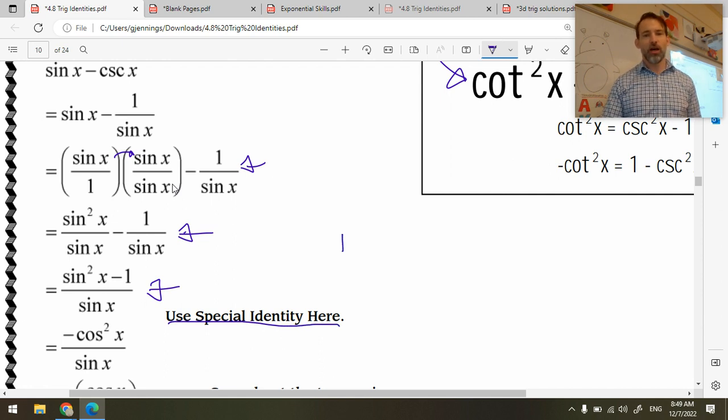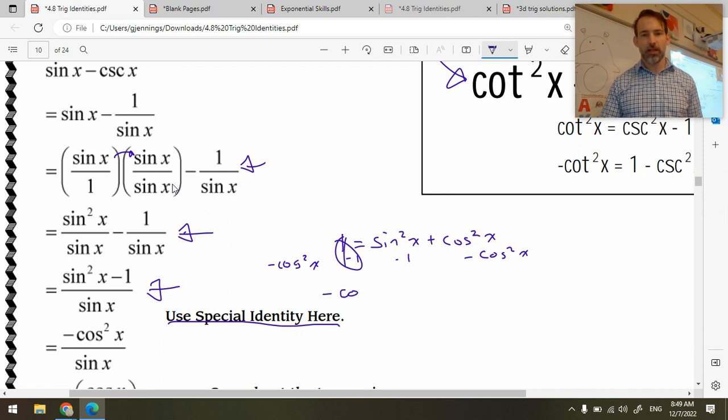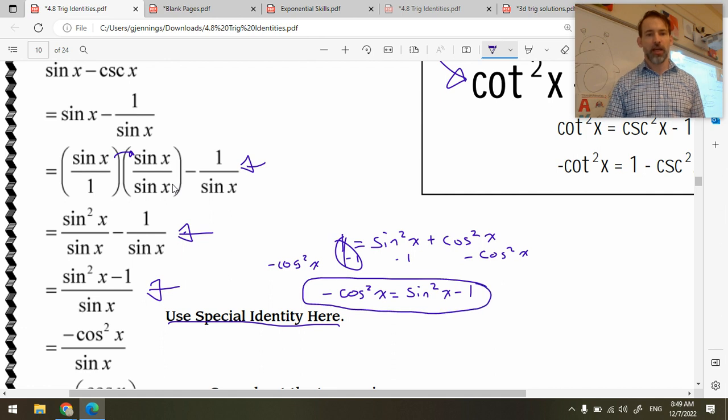They notice that 1 equals sine squared x plus cosine squared x. By subtracting 1 from both sides and subtracting sine squared x from both sides, the 1 minus 1 cancels away. You get minus cosine squared x is equal to sine squared x minus 1. That's just a rearrangement of the Pythagorean identity. They use that to substitute for the numerator. So you get negative cosine squared x over sine x.